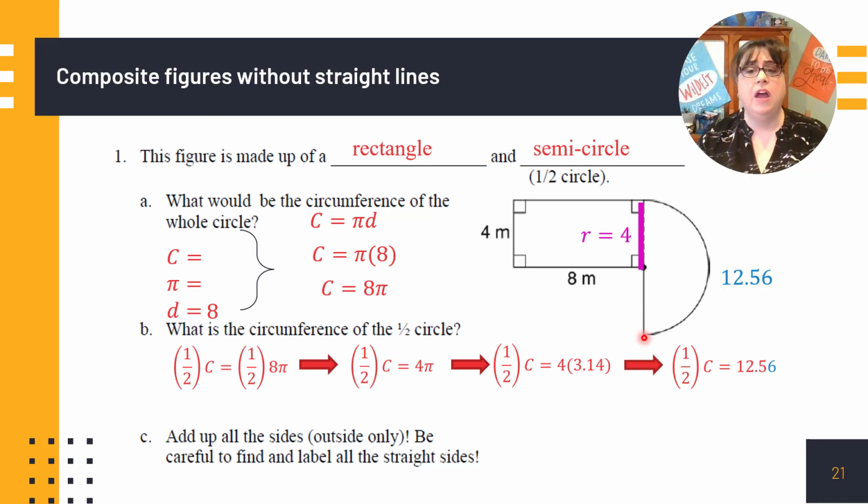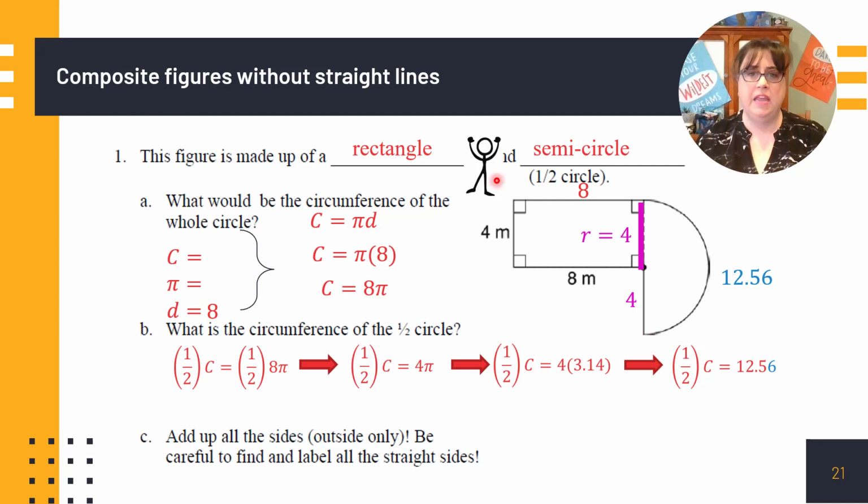So now we need to figure out the whole perimeter of the whole thing. So let's go do that. We know that this was 8 because it's parallel and it goes same edge to edge, so that's 8. Now I need to find this one, but we're really close to it. We know it's 4 because if the diameter is 8, right? We found that out over here. Then if this is 4, then this has to be 4 as well.